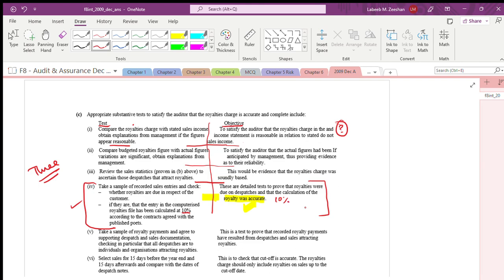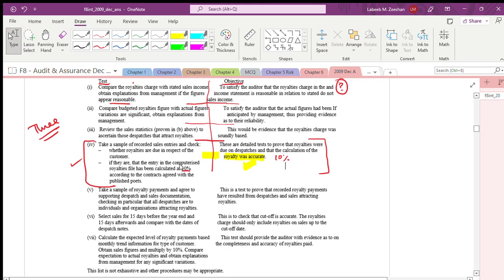Fine. Now, take a sample of royalty payments and agree to supporting dispatch and sales documentation, checking in particular that all dispatches are to individuals and organizations attracting royalties. This is a test to prove that recorded royalty payments have resulted from dispatches and sales attracting royalties. Fine. This is right. See what they are doing here.